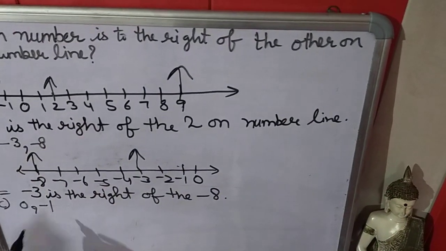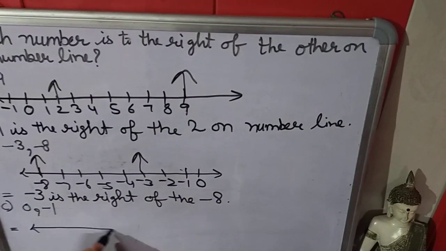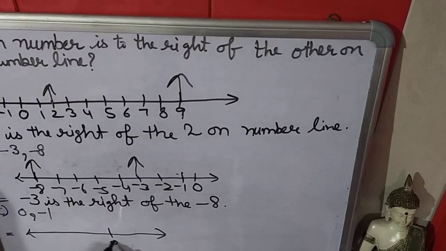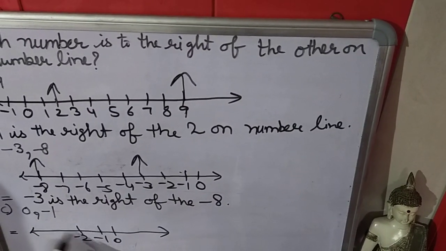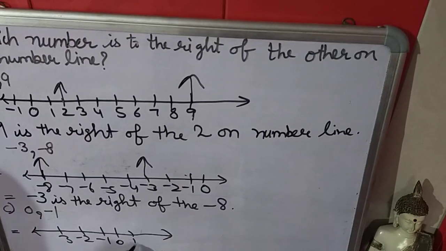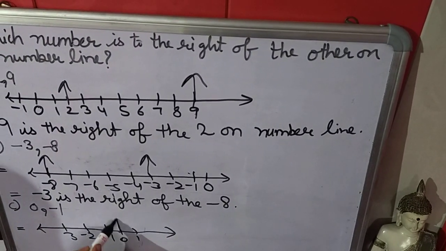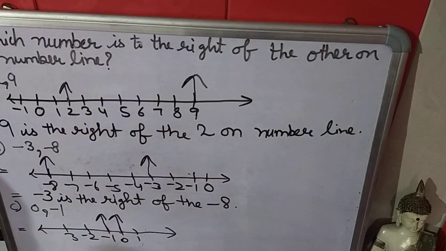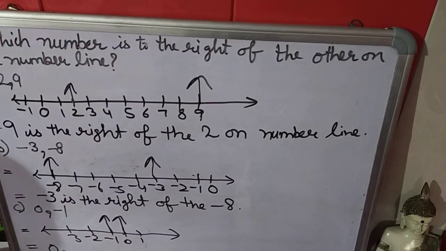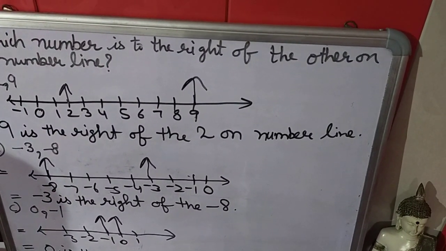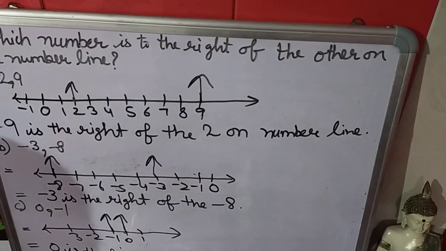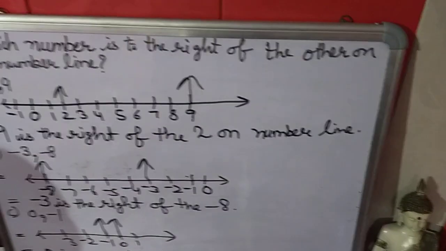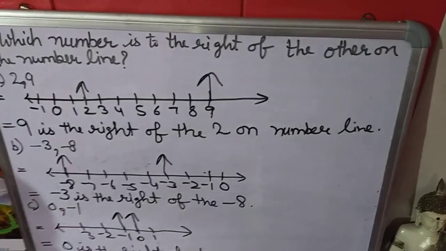Next is 0 and minus 1. Again draw number line 0, minus 1, minus 2, minus 3. Now we will check. 0 is here and minus 1 is here. 0 is on the right side, so you will write 0 is the right of minus 1.